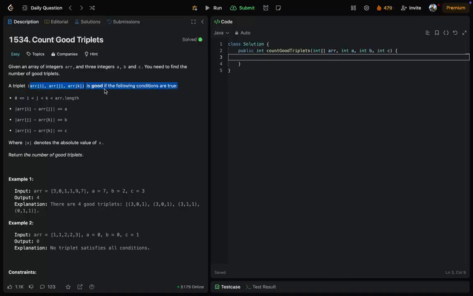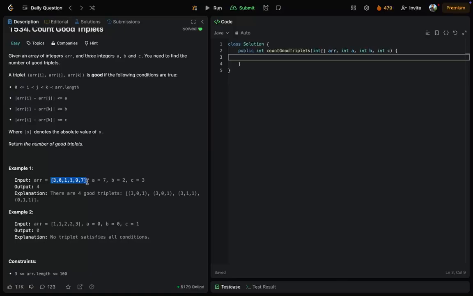A triplet has three values, and the difference between i and j is less than or equal to a, and the difference between j and k is less than or equal to b, and the difference between i and k is less than or equal to c. So these three conditions should be satisfied, where this symbol represents the absolute value, and we just need to return the count of good triplets.